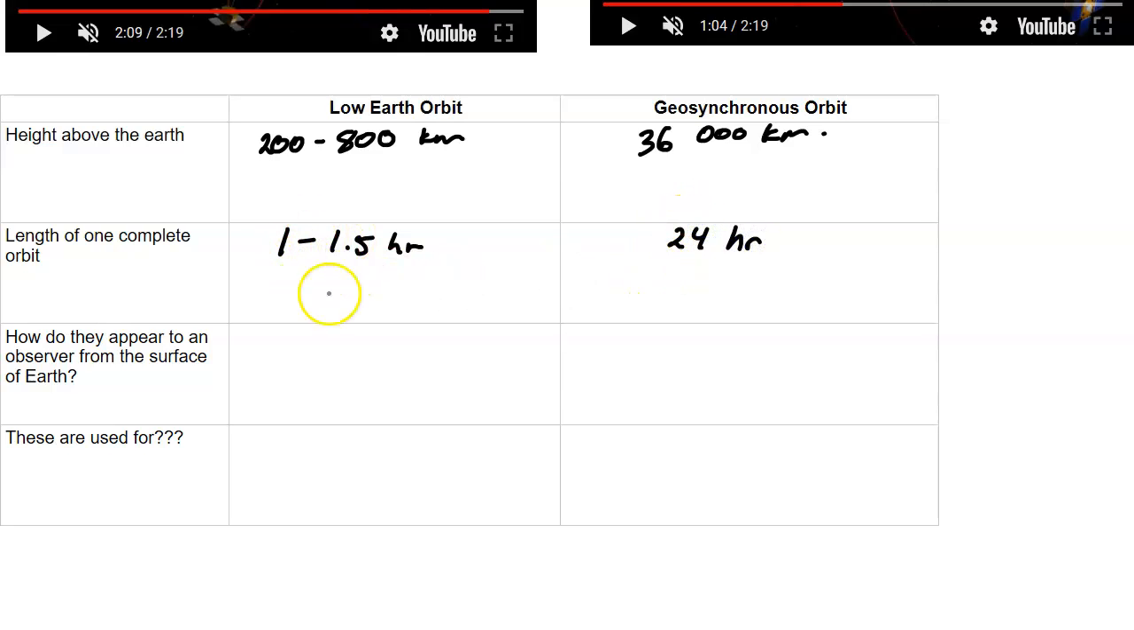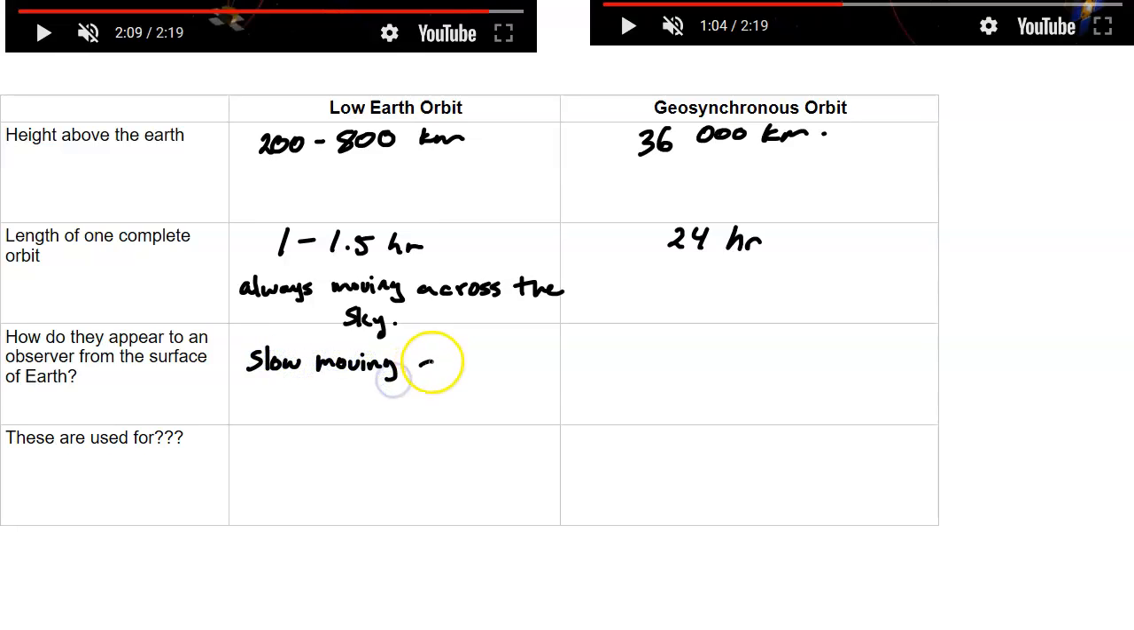Now, because this is spinning around the whole Earth in 1.5 hours, and it takes the Earth 24 hours in order to make one complete rotation, these are always moving across the sky. So these will appear to be a slow-moving shooting star, a slow-moving star across the sky. So if you've ever seen a slow-moving shooting star, that's really been a low Earth orbit satellite.